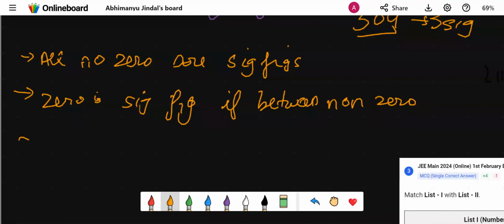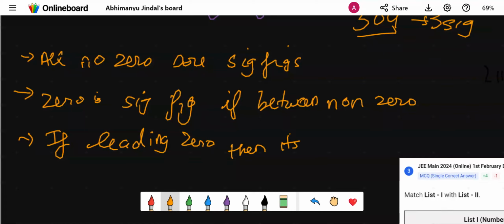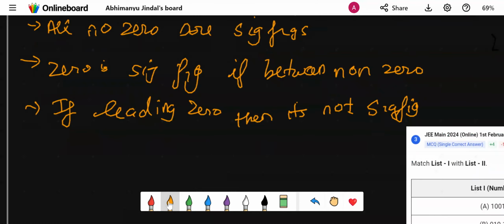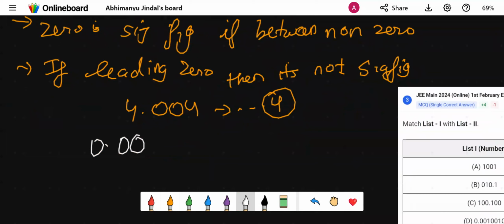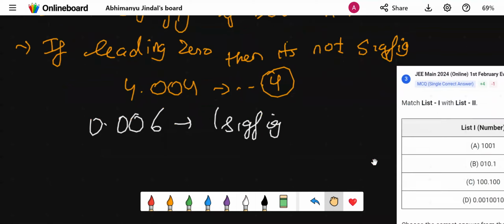Now, another rule is that if there's a leading zero, then it's not a sig fig. Okay, let's see how this works. So 4.004, here's four sig figs. But when I say 0.006, there's only one sig fig, right? Because leading zeros are not sig figs.